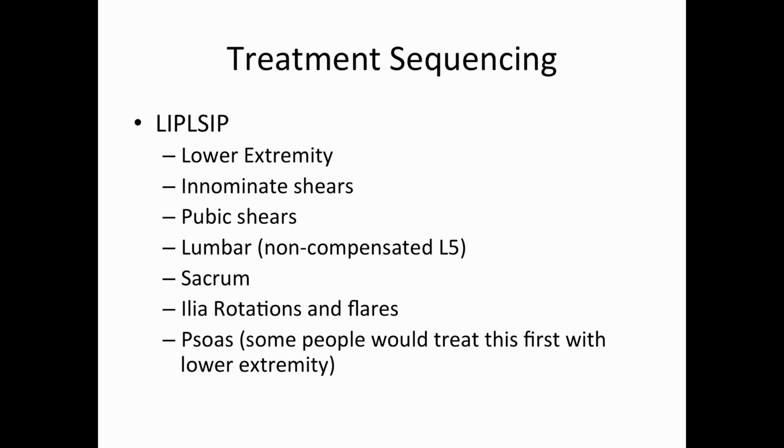Next, again, innominate shears, then pubic shears, lumbar if it's non-compensated at L5, sacrum, iliac rotations and flares, and psoas. So again, that's just a reminder. Don't forget the psoas as a part of your lower extremity and as a part of your sacrum, pelvis, and lumbars. It attaches to all of those. Some people might even argue to put it up there with lower extremity. If you find it, treat that first. Again, this sequence is just to help you remember how to work through it, and so you don't forget other important structures as you're working through the sacrum and pelvis and lumbars.